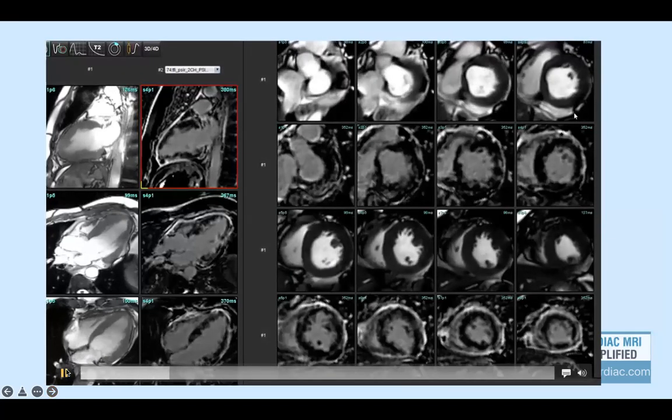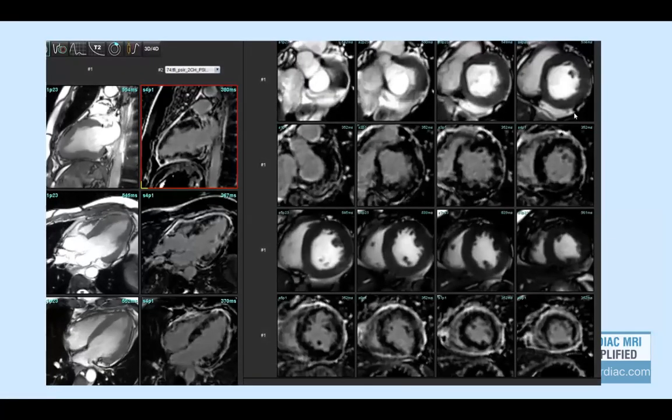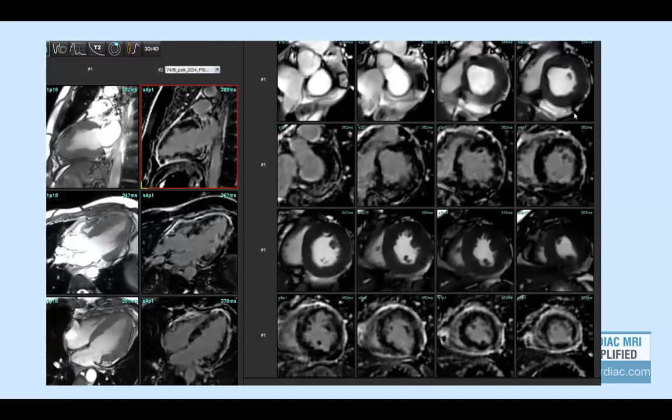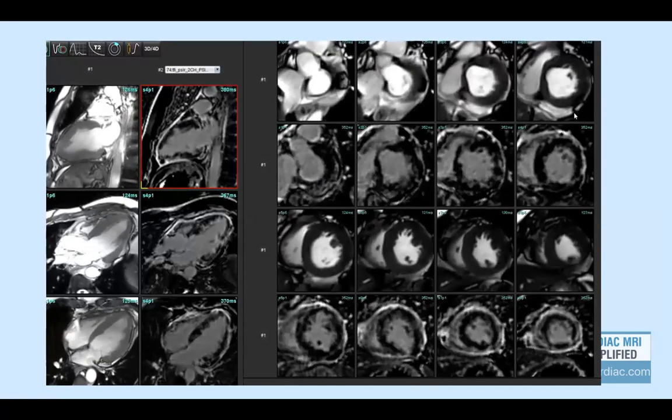It is always a good idea to compare the cine and LGE images, putting them side by side like this, because sometimes myocardial crypts or other conditions may mimic LGE, but this has to be confirmed on the cine images.